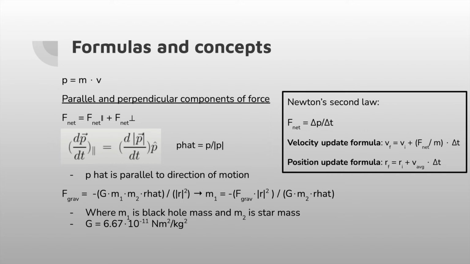These are the formulas used in the computational model. The parallel change in momentum over time is equal to the change in the magnitude of momentum times p hat over time, where p hat is parallel to the direction of motion. The gravitational force formula can be modified as such to isolate one of the two masses. This will be useful for finding the unknown mass of the black hole. Newton's second law states that the net force is equal to the change in momentum over time and gives us the velocity and position update formulas.